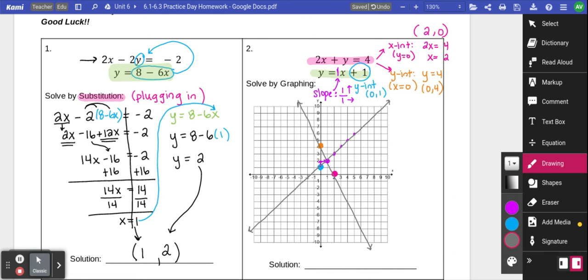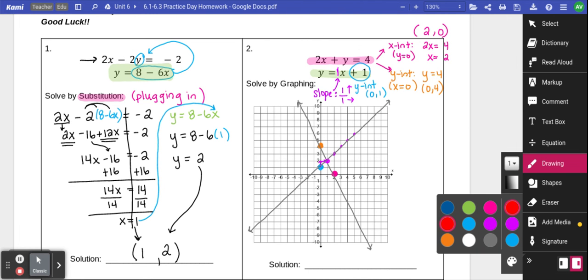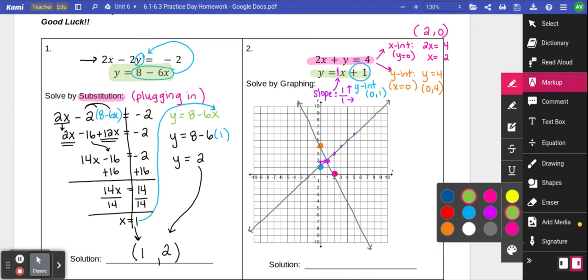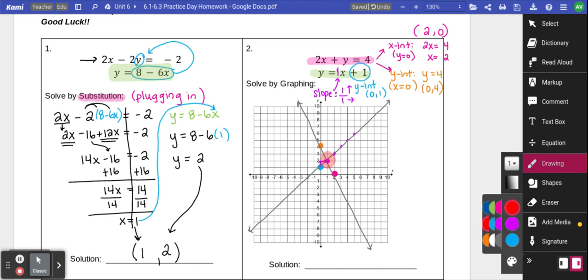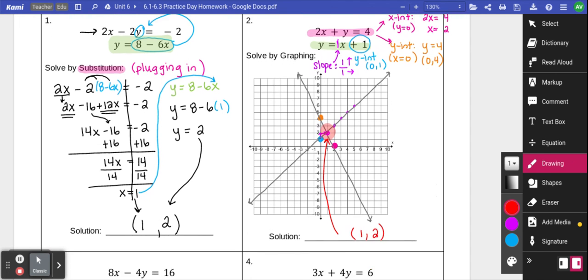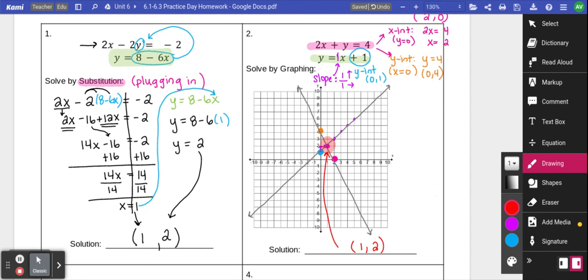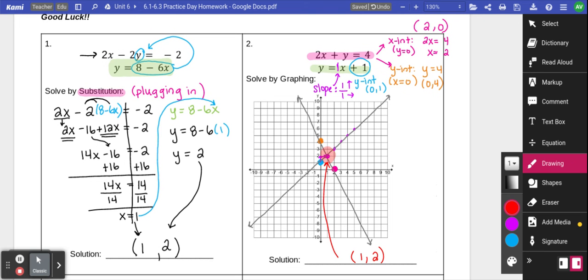Now, the final step here is I need to actually answer the question. The answer to the question is going to be the place where these two lines intersect. So these two lines intersect right here in the middle. And the coordinates of that point right there are going to be my answer, which in this problem is the point (1, 2).